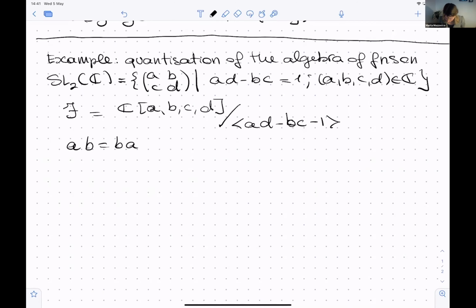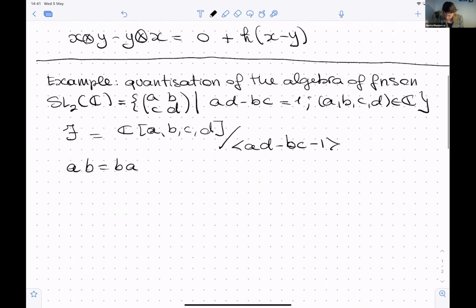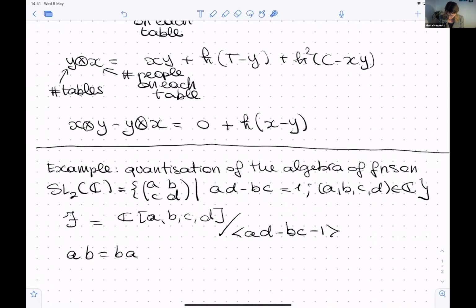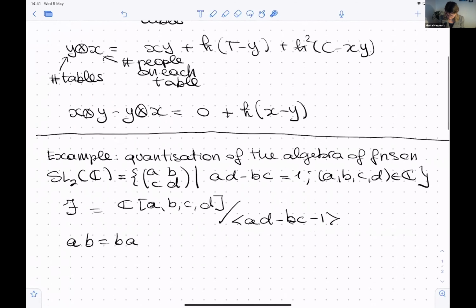And now I would like to quantize, which means I would like to deform this commutation relation into something which is no longer commutative, but such that maybe we recover the original relations in a certain limit. So going back to the restaurant table example, we see that this product is not commutative, but when h bar goes to 0, then it becomes commutative. And that's the same thing we want to do here.